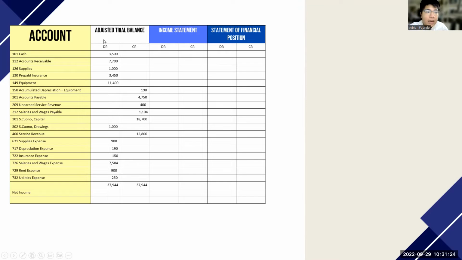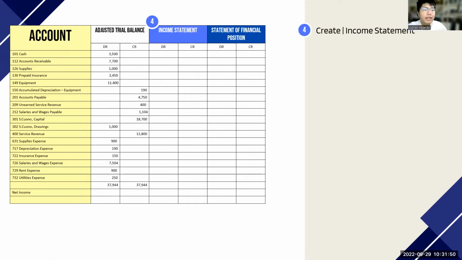So again, I've cut the unadjusted trial balance. I've cut already the adjusting entries. So this is our third column, which is our adjusted trial balance, right? So now that we're done with our adjusted trial balance, similarly to our process, the next steps would be to figure out what are our income statement accounts and our statement of financial position.